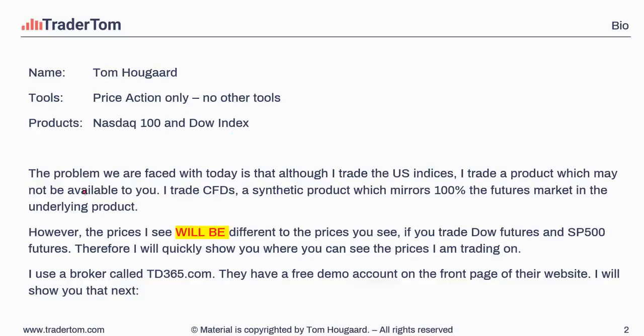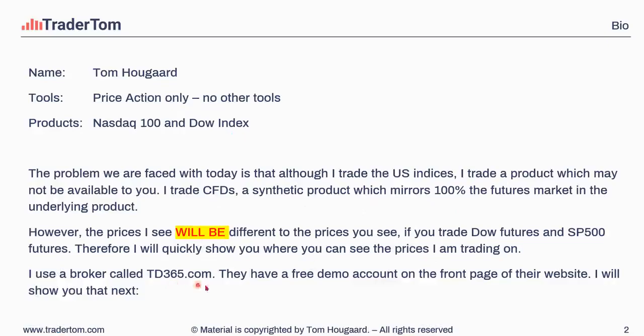so I got the S&P 500. The problem we're faced with today is that although I trade the US indices, I trade a product which may not be available to you. I trade something called CFDs. It's a synthetic product which mirrors 100% the futures market in the underlying market. However, the prices I see will be different to the prices you see if you trade Dow futures, S&P 500 futures. Therefore, I'll quickly show you where you can see the prices I'm trading on.